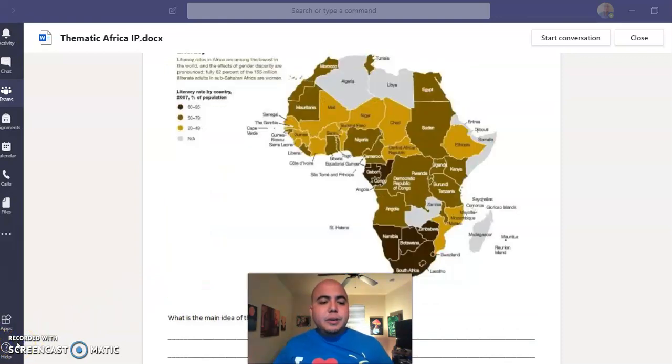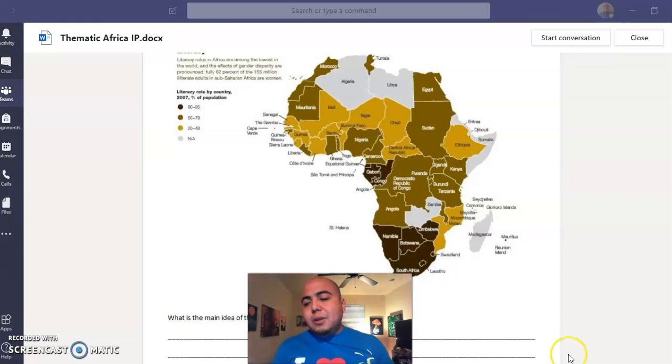Okay, the last one. What's the main idea of this map above? Press pause and then write your answers and then press play when you're ready. All right, so the main idea of this map right here is simply the literacy rates of the continent of Africa. So how do we know this?